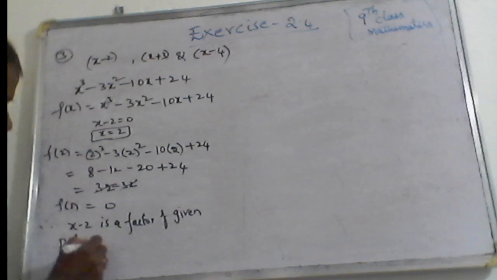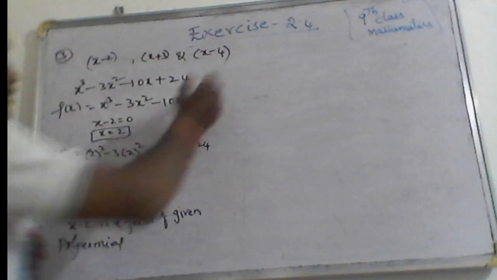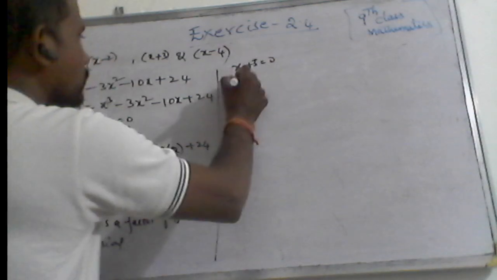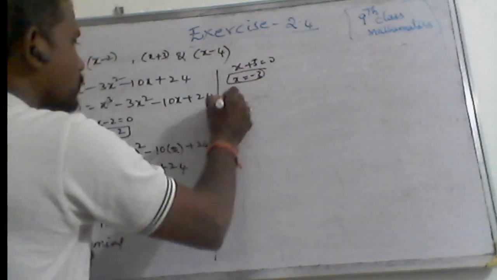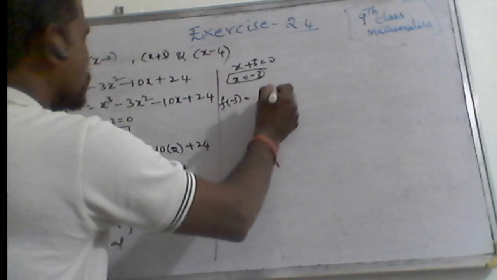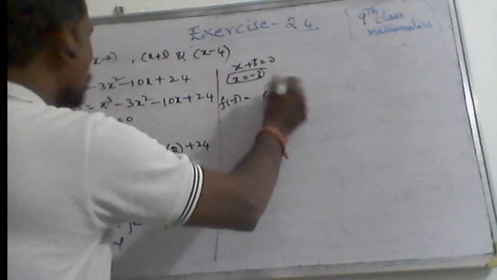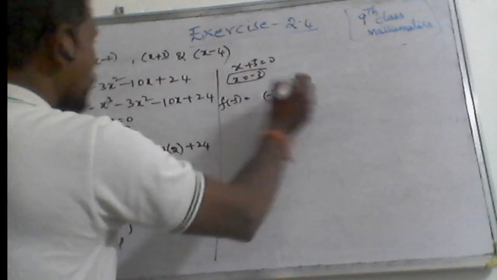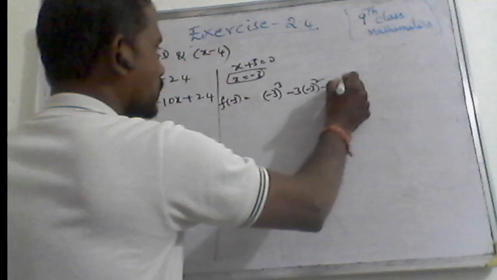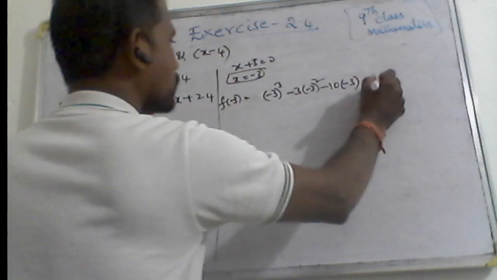Factor of the given polynomial. Next one, check this one: x plus 3 equal to 0, so x equal to minus 3. So f of minus 3 equals x cube, which here means (minus 3) whole cube minus 3x square, minus 3 into (minus 3) whole square, minus 10 into minus 3, plus 24.